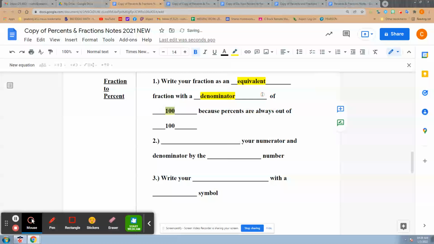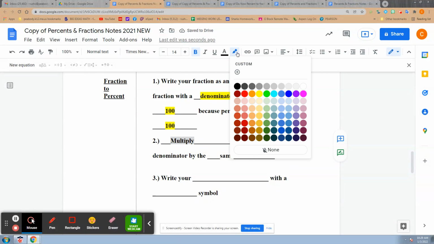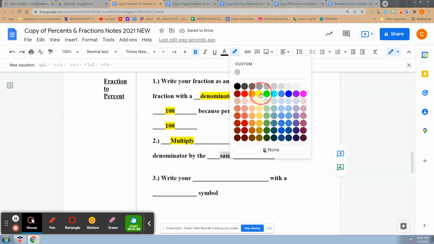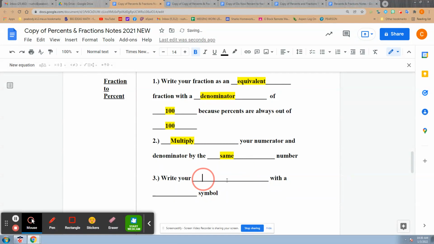Highlight the yellow parts that you're going to write on the notes. To figure out what the numerator is going to be, we are going to multiply the numerator and the denominator by the same number. This is when we would use our multiplication charts. Those will come in handy. We have to figure out what number to multiply, and we'll multiply by the same number on the top and the bottom. And then the last part, we write our answer with a percent symbol, which kind of looks like that.